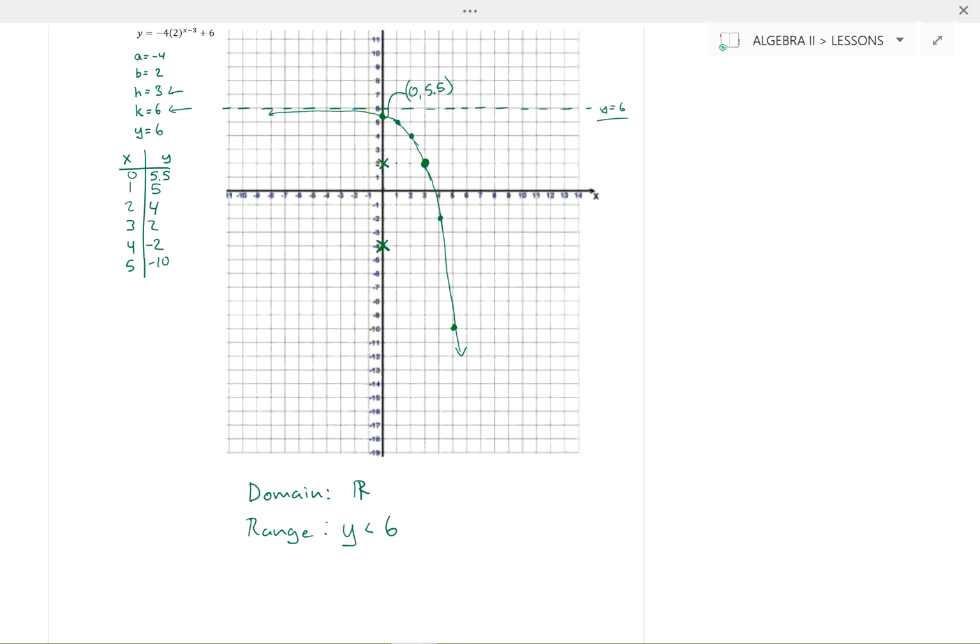So there are exponential equations with vertical and horizontal shifts, and a new leveling off point, which we call a horizontal asymptote, and then also discussing the domain and range. And in this last example, what happens when our a value is negative.